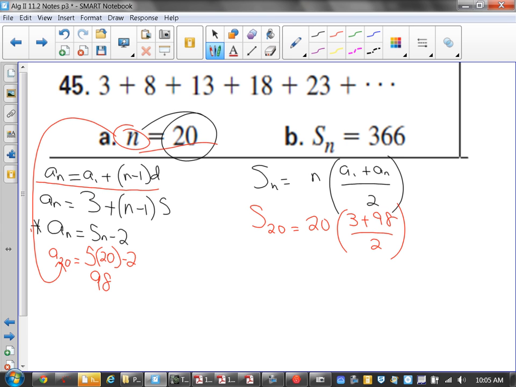Did you figure that out? All I did there was just substitute in yet. I haven't solved anything for what 20 of them are going to add up to equal. Yes, you will, I'm just not there yet. Once you substitute in, you figure out what your 20th term is. The 20th term in that sequence would be 98. The first term is 3. I add them together, divide it by 2, and then multiply it by 20.